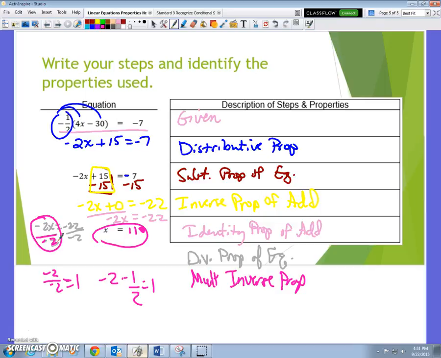Alright, so we practiced some of these properties and what they look like. So hopefully when we're doing these little templates and this little worksheet that I have for you, you know which properties to use and where to identify them.